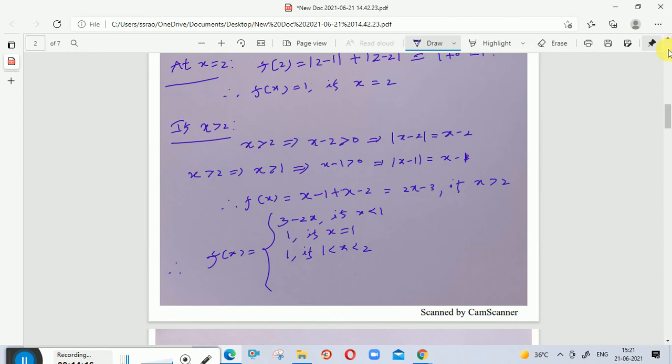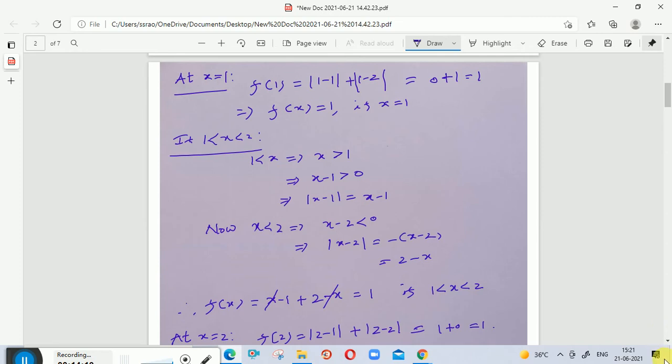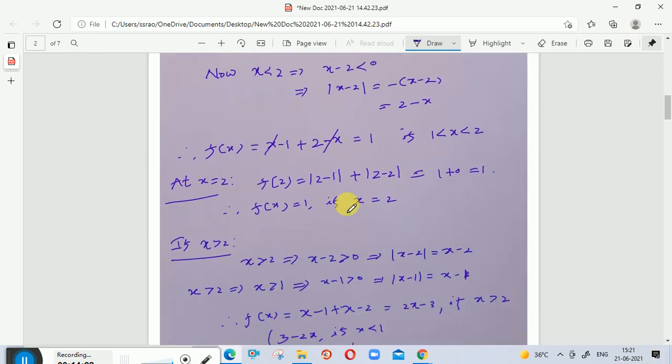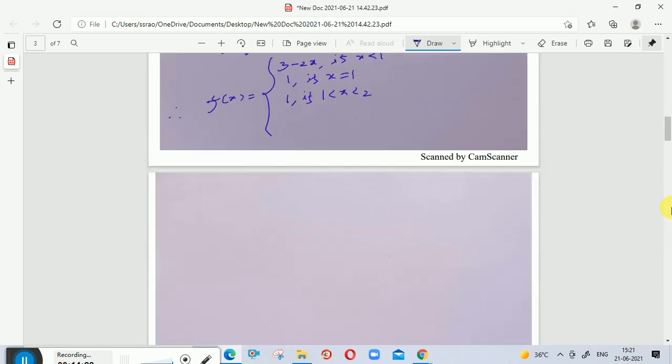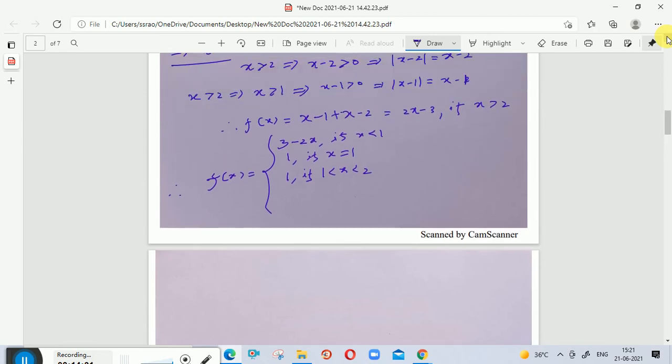Next, at x is equal to 2, f of x is equal to 1. Next, if x is greater than 2, f of x is equal to 2x minus 3. Okay, this is the function.